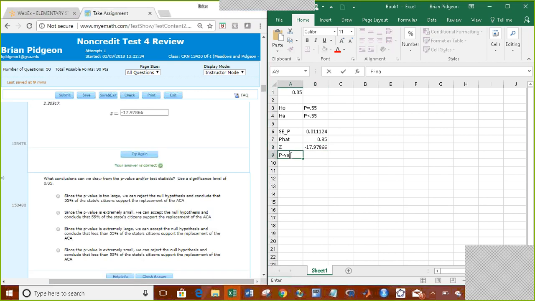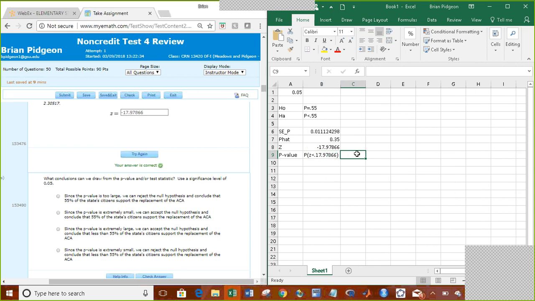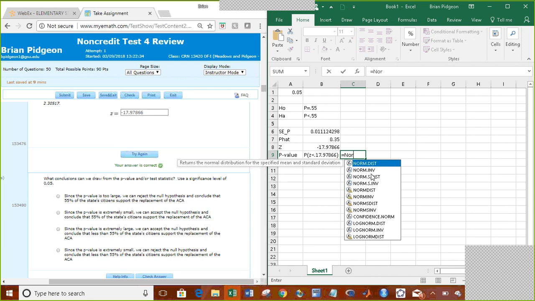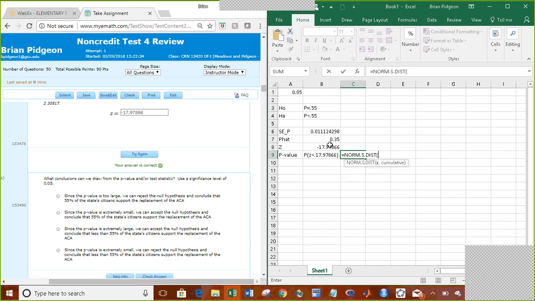So we can find the p-value here. Don't be surprised when this p-value is very small. The way that we calculate the p-value is determined by the direction of our alternative hypothesis. We're looking at a less than probability, the probability that z is less than negative 17.97866. Because we're assuming normality, we use NORM.S.DIST. What's our z-score? Well, here it is.